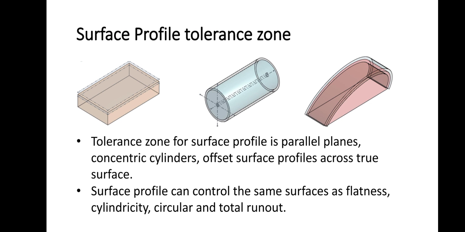And the surface profile. The surface profile tolerance zone is parallel planes about the true profile, and concentric circles, complete concentric cylinders actually along the cylinder length, and an offset surface profile across the true surface. And the surface profile can control the same things as flatness, cylindricity, and circular and total runout also.